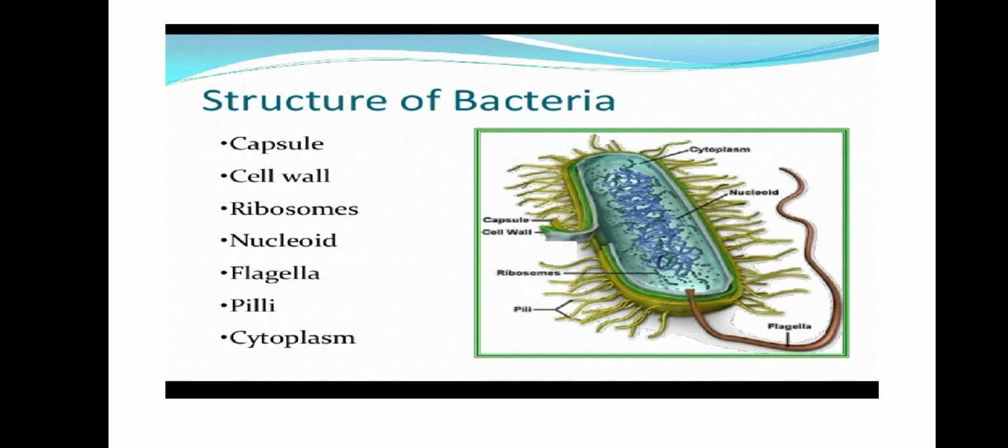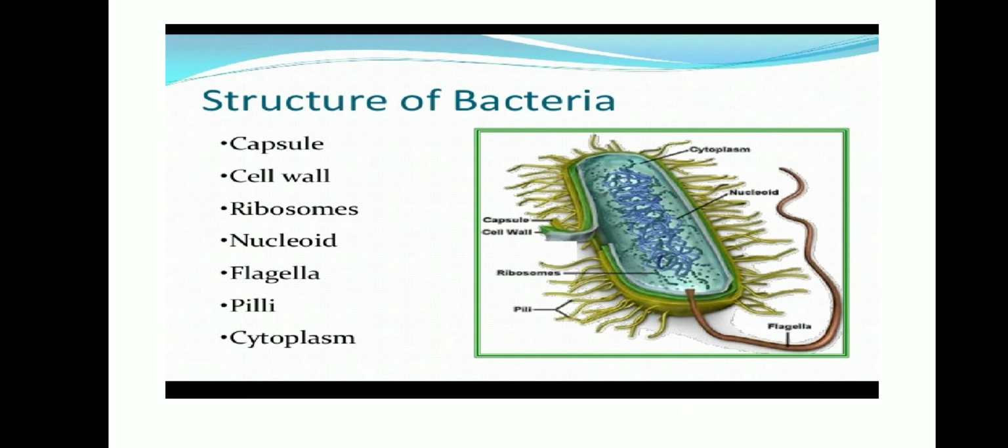Next, how does bacteria get its food? There are special kinds of bacteria, photosynthetic bacteria, which can make their own food. Example, cyanobacteria. You know what is photosynthesis? The organism prepares its own food with the help of sunlight. That is called photosynthesis. So, photosynthetic bacteria also prepare their own food with the help of sunlight. That's why they are called photosynthetic bacteria.